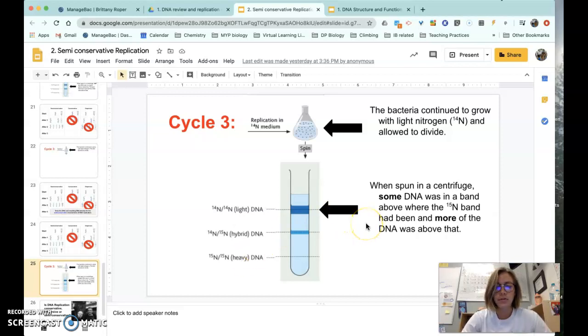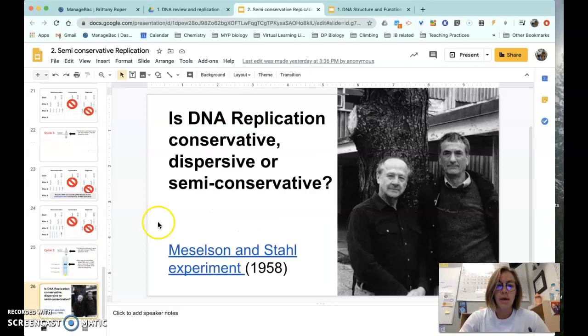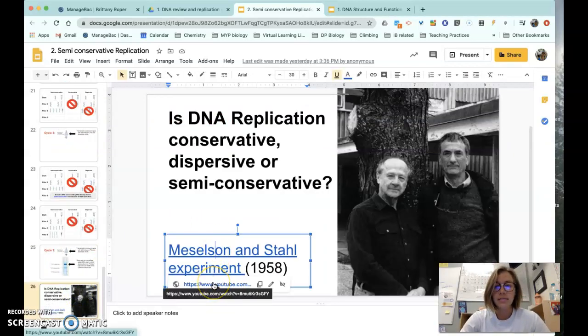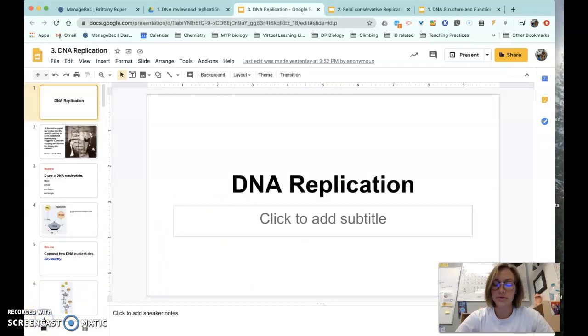So when spun in a centrifuge, some DNA was in a band above where the 15N band had been, and more of the DNA was above that, showing that the old DNA that was replicated kind of got left behind gradually because those old strands were not used in those newer replication processes. I've put here a link for you if you access the PowerPoint presentation in Google Drive, and you'll see a little bit more detail in a video of Meselson and Stahl's DNA replication.